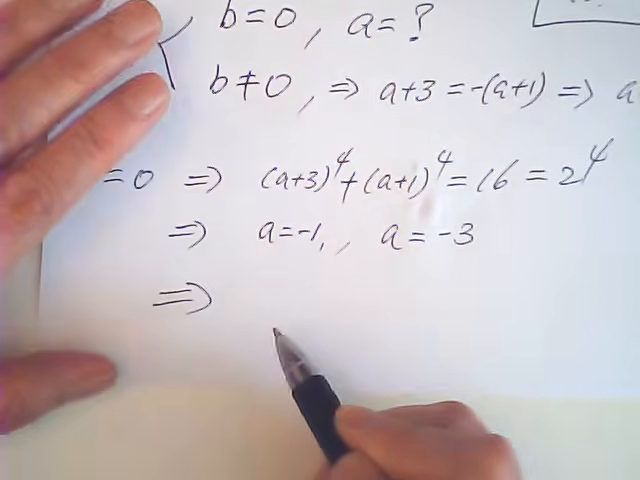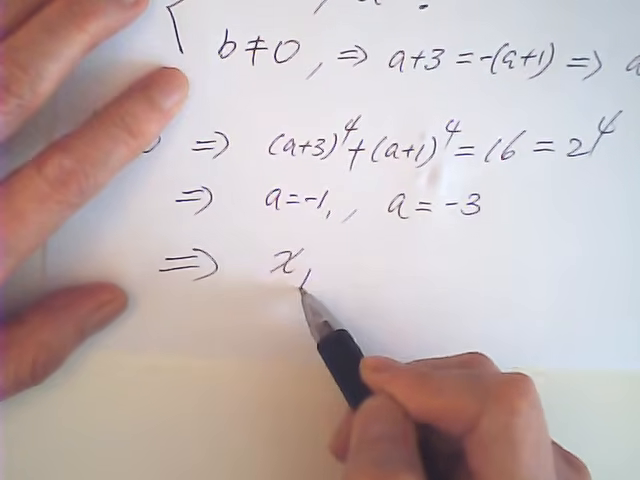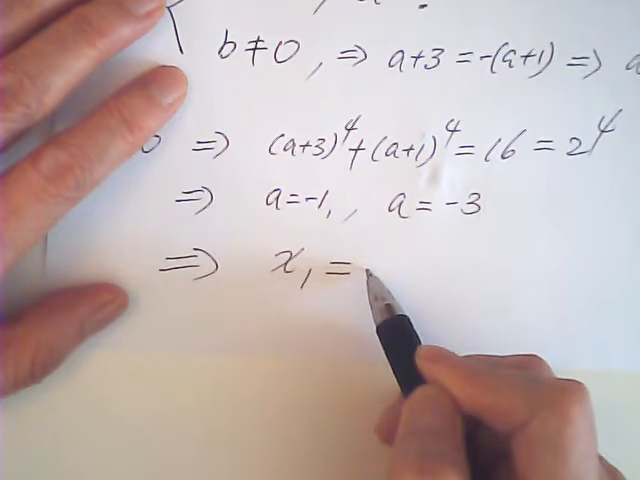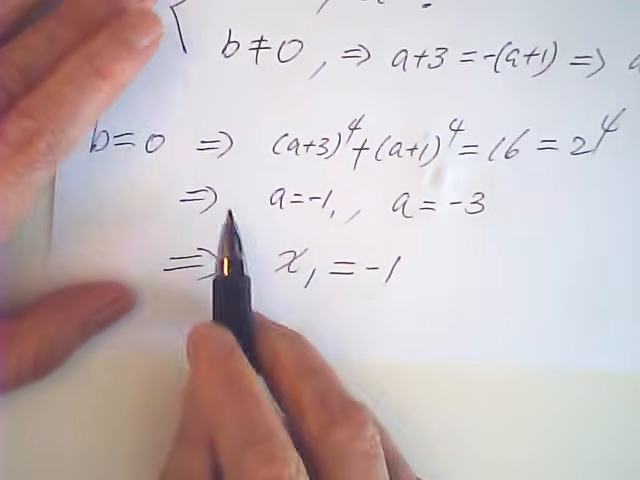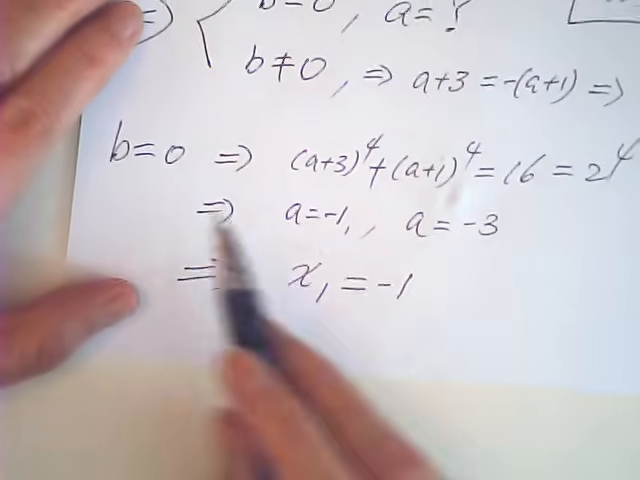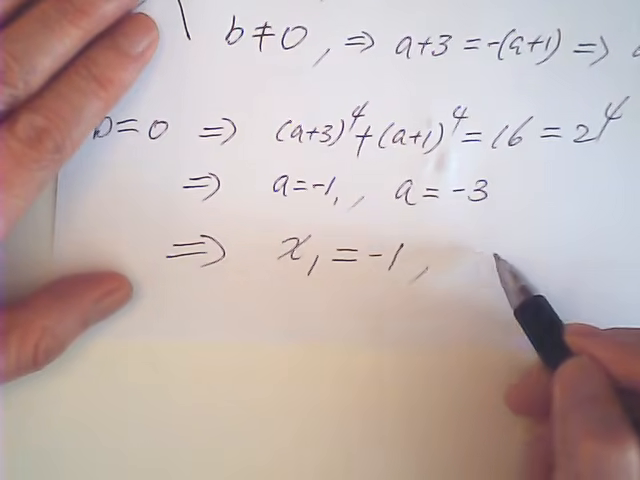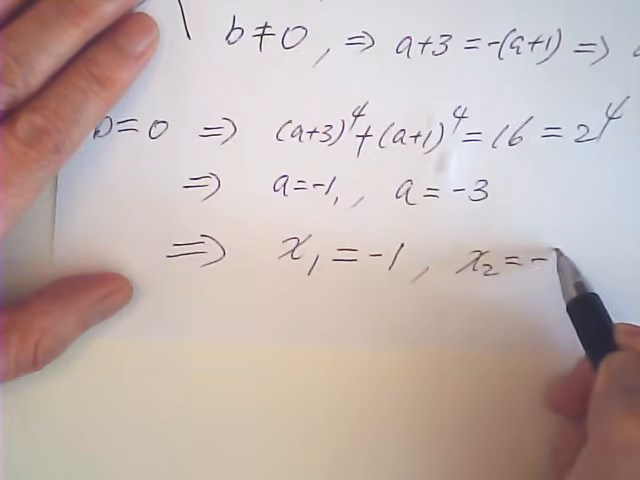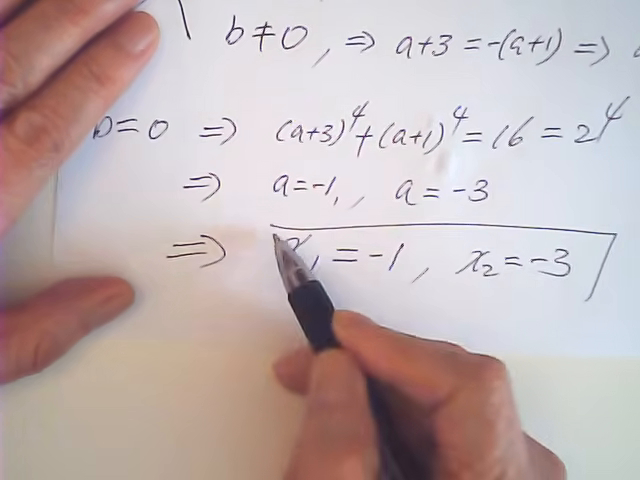Therefore, we have two solutions. X1 is equal to negative 1, B is 0, right? Bi is 0. The other one, X2, is negative 3. So we find two solutions.